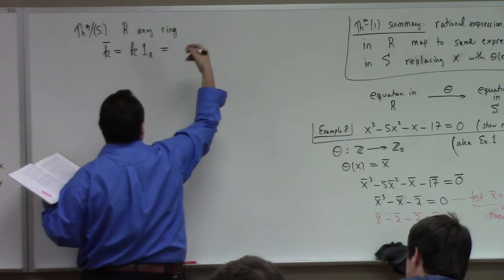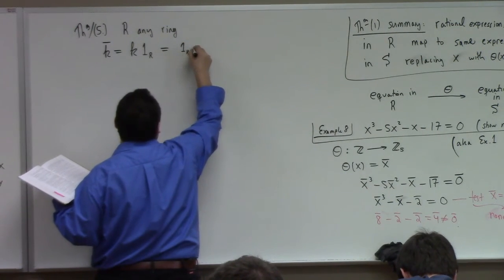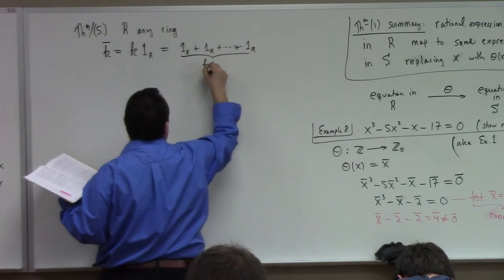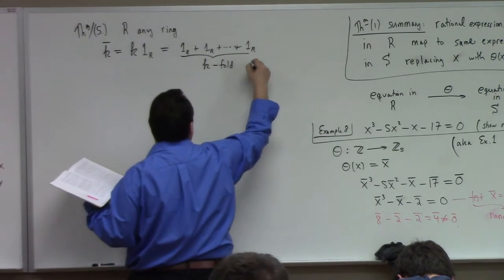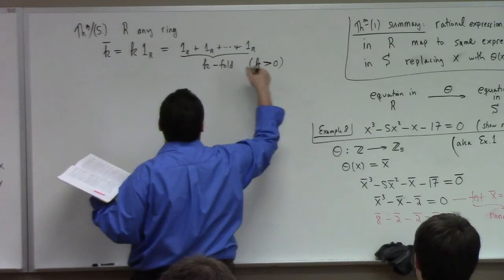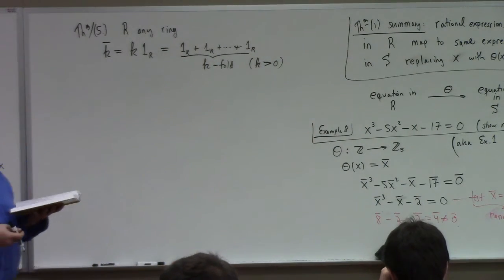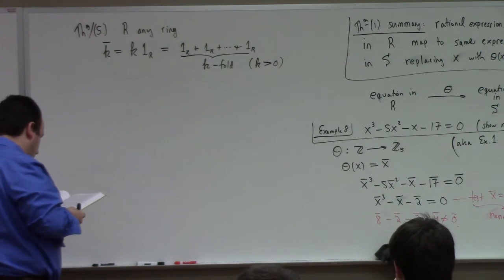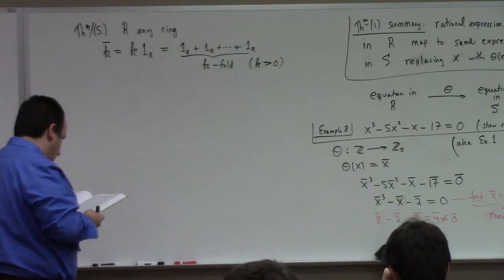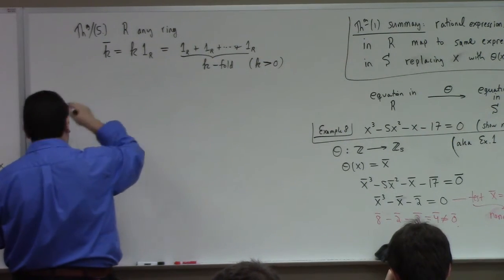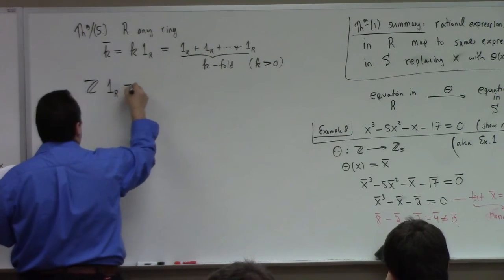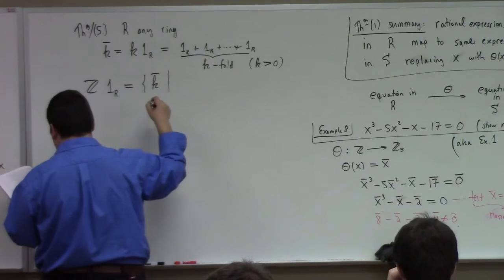In other words, suppose K is positive. This would be 1R plus 1R plus and so on plus 1R, K-fold times, right? I'm assuming K greater than 0 for this comment. But here K could be an integer. If it was negative, then we would mean repeated addition of the additive inverse of 1. And so he defines Z times 1 in the ring to be the set of all K bars.